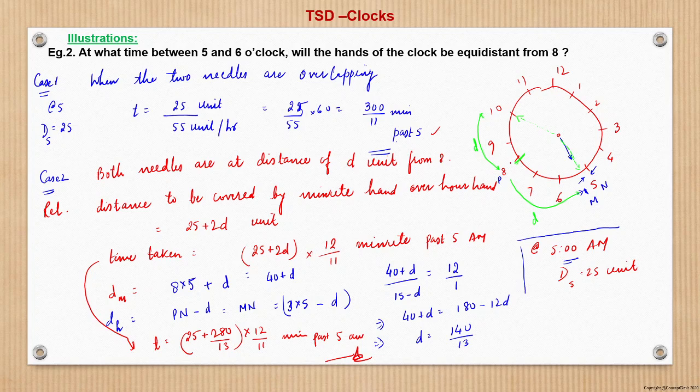So basically, from 8, let us say the minute hand is d units apart, and so is the hour hand on the other side. Now the distance to be covered by the minute hand: to get to this position, the relative distance which has to be covered by the minute hand over the hour hand is basically what? 25 units first to meet the hour hand, and then an additional 2d units to arrive in this scenario. So 25 plus 2d units. Time taken will be 25 plus 2d into 12 by 11.